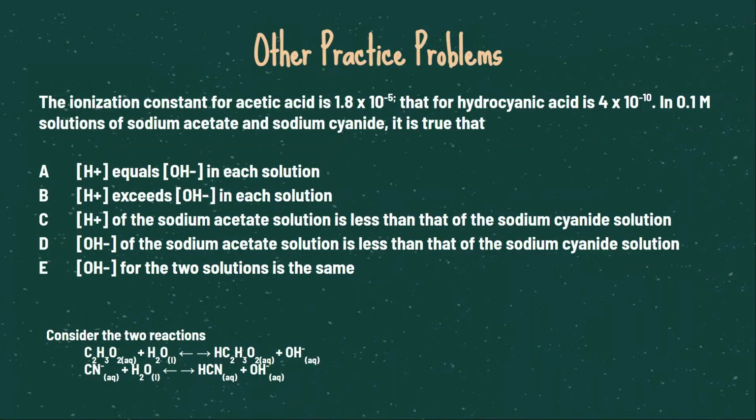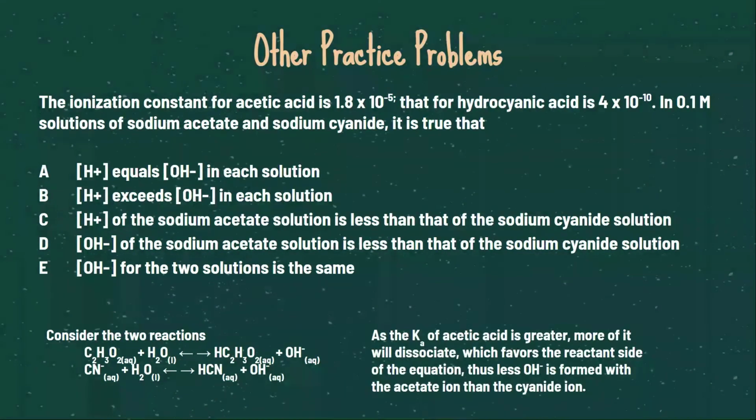We also have two Ka values. The Ka value for acetic acid is much greater than that of hydrocyanic acid. That means that acetic acid is going to readily dissociate more than hydrocyanic acid will. As the Ka of acetic acid is greater, more of it is going to dissociate, which favors the reactant side of the equation because acetic acids are in our product side. Thus, less OH minus is formed with the acetate ion than with the cyanide ion.